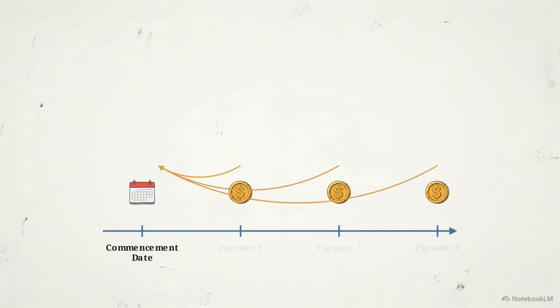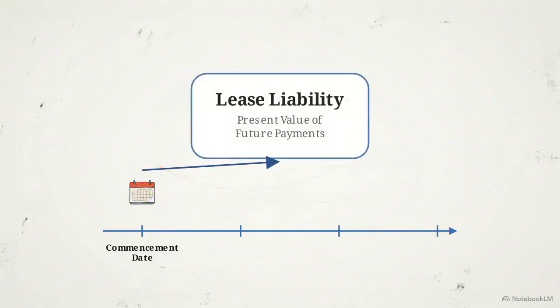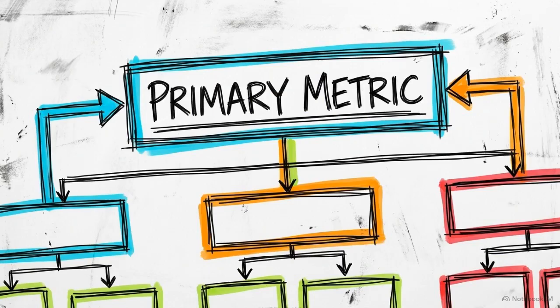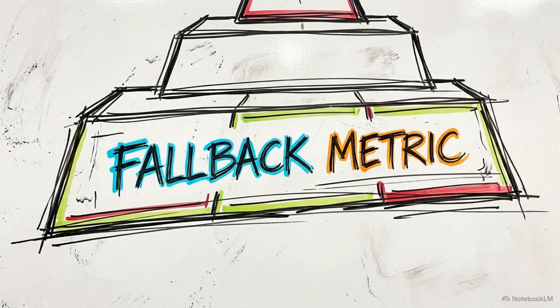Initial measurement starts with the debt. The lease liability is strictly calculated as the present value of all future lease payments. To find the present value, you must follow a strict discount rate hierarchy. You first use the interest rate implicit in the lease. If that rate cannot be readily determined, you default to the lessee's incremental borrowing rate.